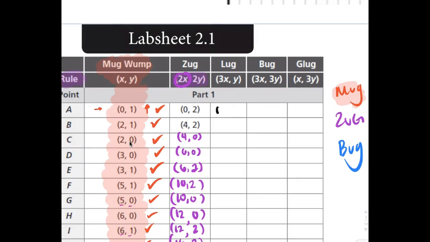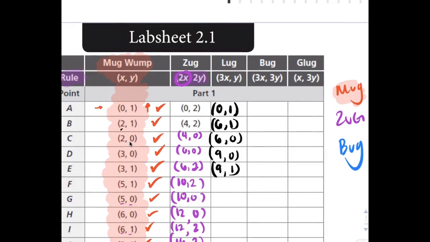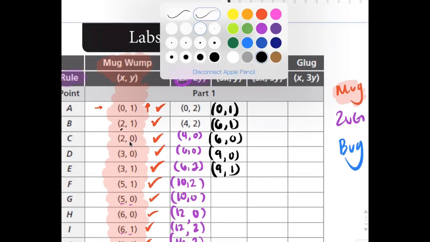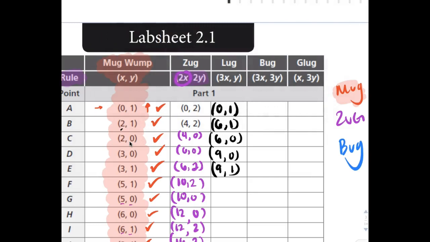0 comma 1. 2 times 3 is going to be 6 comma 1. 6 comma 0. 9 comma 0. 9 comma 1. The y value stays the same because here the y value isn't changed. The pattern is the same, and remember, every single time you need to go back to the original. So you're always comparing to Mug. These are all images of Mug, but Mug will always be your original.